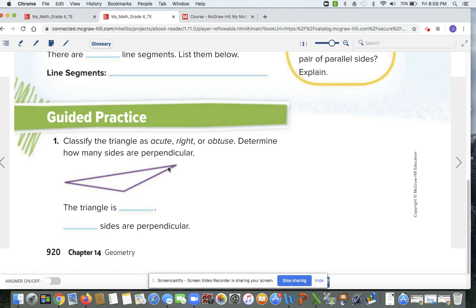Remember, don't be fooled. Don't think it's an acute triangle because an acute triangle needs all 3 angles to be acute. So when we look at the largest angle, it's here and it's obtuse. Therefore, this would be an obtuse triangle. And none of the sides are perpendicular because we only have perpendicular sides when we have a right triangle.